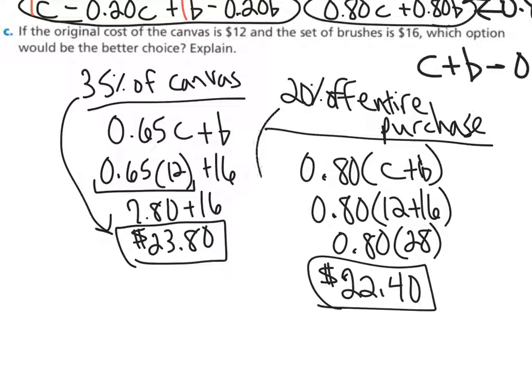So actually a little bit better deal if we get 20% off the entire purchase in this case. So this gives you an idea of how to analyze equivalent expressions.